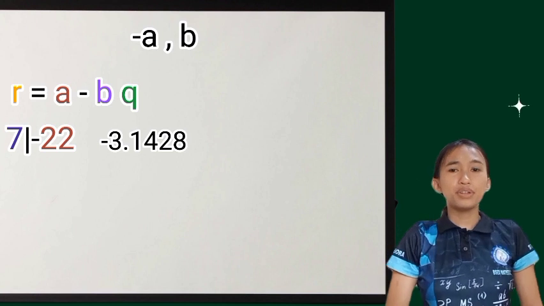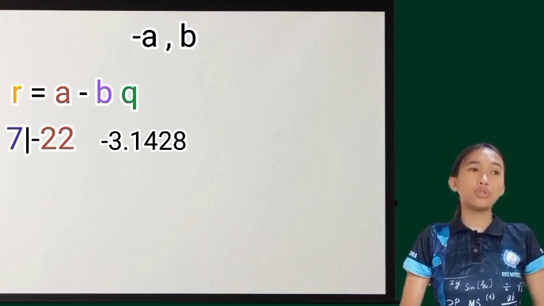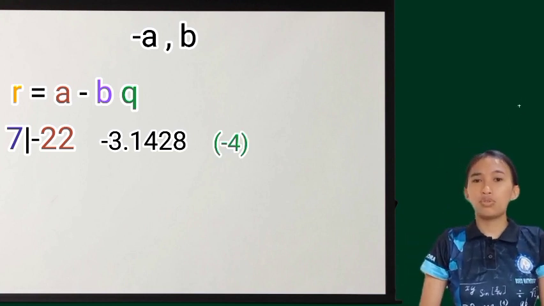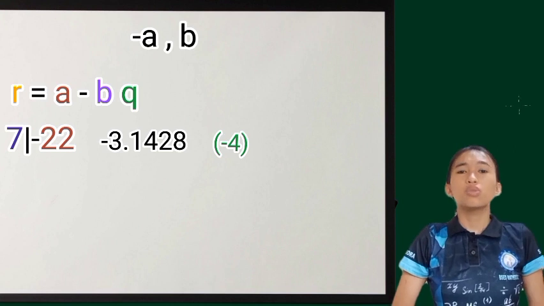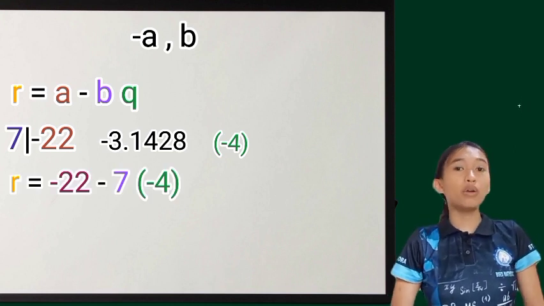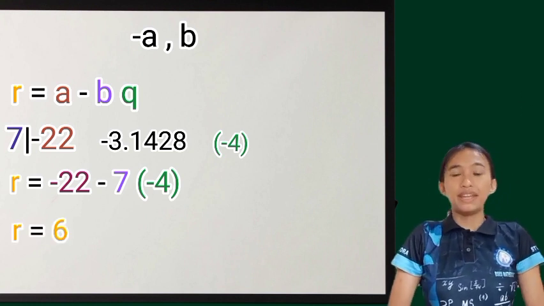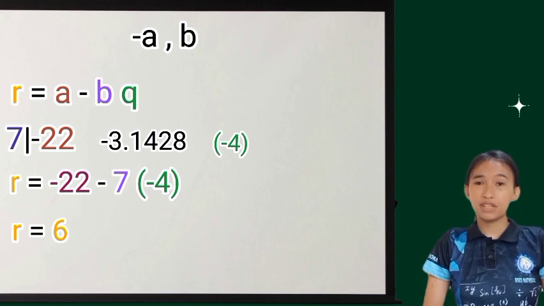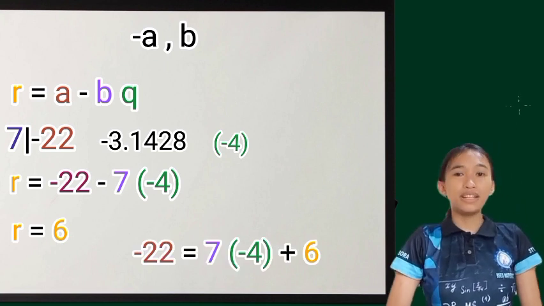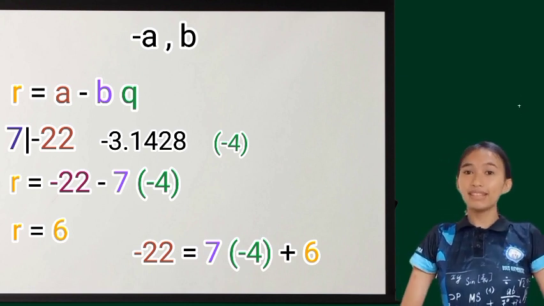Now, if the result is not an integer, round it down to the next smaller integer, so our quotient would be negative 4. Now, let's substitute. This is the formula for our remainder. So, we have r is equal to negative 22 minus 7 times our quotient, which is negative 4. So, our remainder is 6. Now, going back to our division lemma, we have negative 22 is equal to 7 times negative 4, which is our quotient, plus 6, our remainder. And that's it.